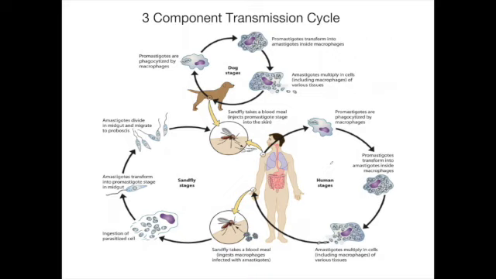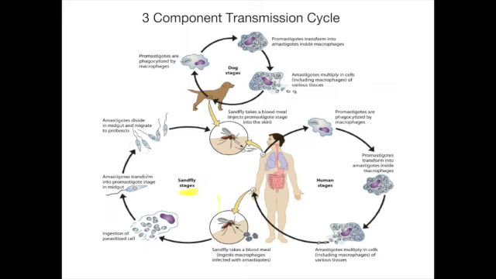Now, leishmaniasis is transmitted through a three-component cycle. Let's start with the sandfly stages, right? So we have our sandfly stages here, bottom left, and the sandfly takes a blood meal. We're going to start here, right? So here's one. Sandfly takes a blood meal, ingests macrophages that are found within that blood, and those macrophages are infected with amastigotes. Now remember, once they get ingested, they're going to move into the hindgut.